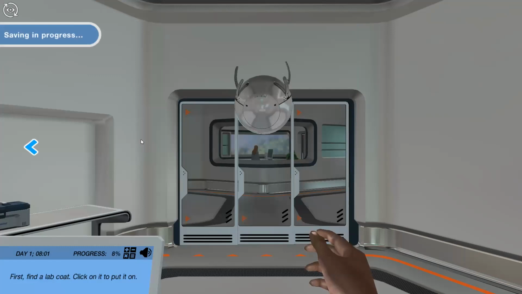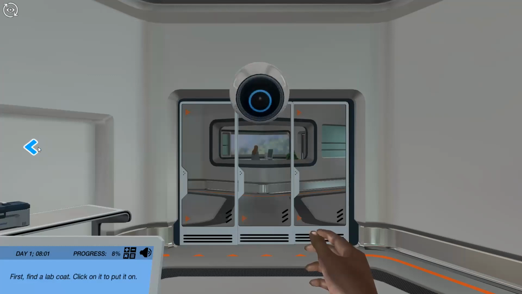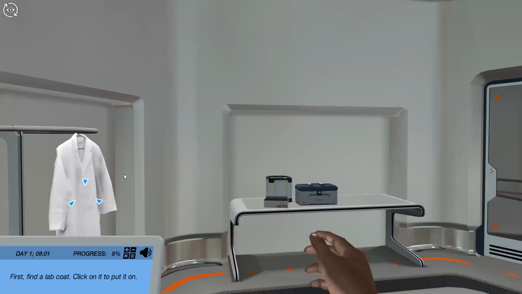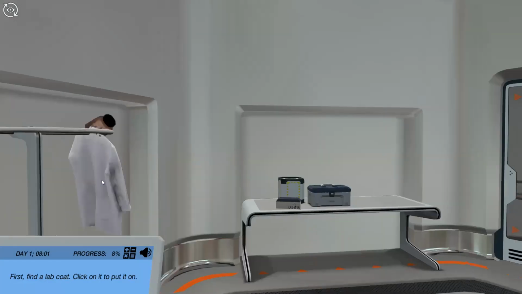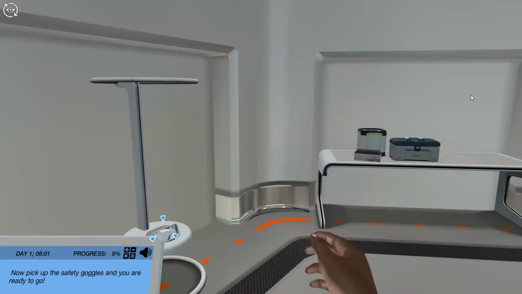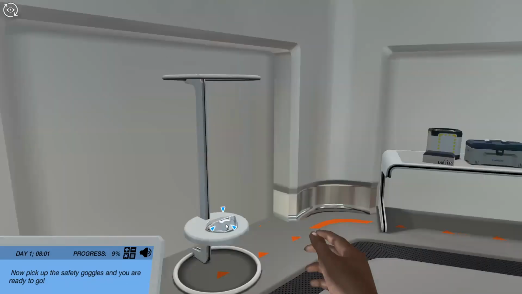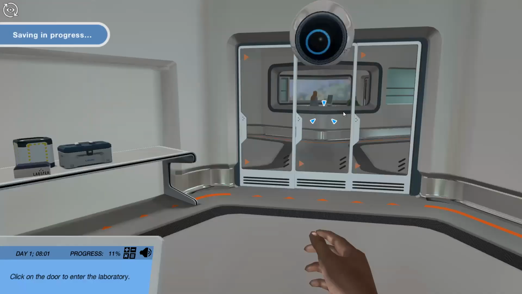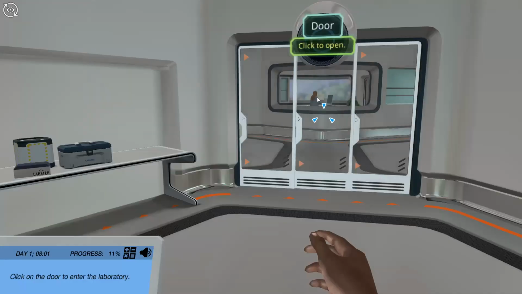First, find a lab coat. Click on it to put it on. See how it gives you these arrows? These arrows are for you to slide over there and grab your lab coat. Now pick up the safety goggles and you are ready to go. Okay, I don't see safety. Ooh, I guess they're still over. Oh, there they are. Okay, see? Come on, let's go, safety goggles. Okay. Click on the door to enter the laboratory. See how it gives you these three little arrows? That's what it wants you to do.